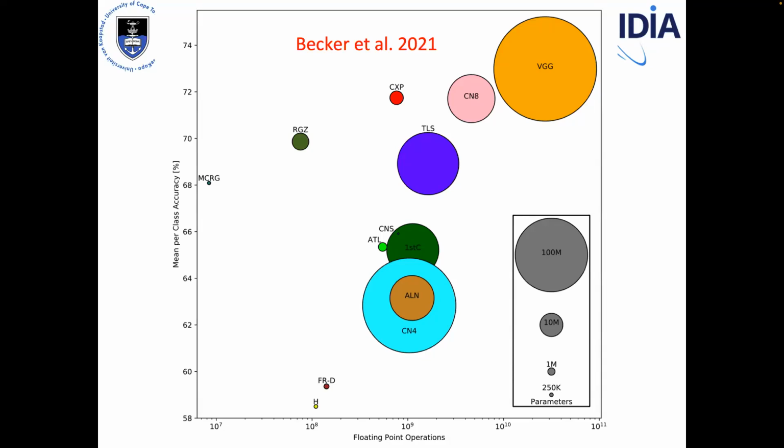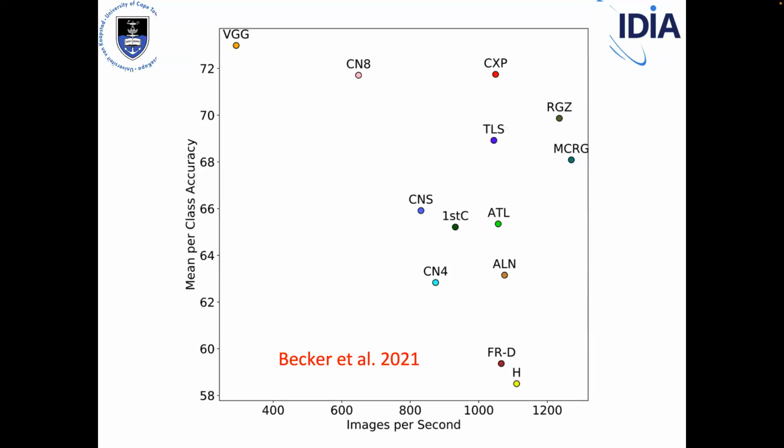So usually the larger neural networks, with the larger circle size, are also the ones that are most computationally demanding. They require a lot of floating point operations to compute the classification of a single galaxy. And then we also tried to check how the accuracy over the full sample ranged as a function of the number of images per second that we could classify.